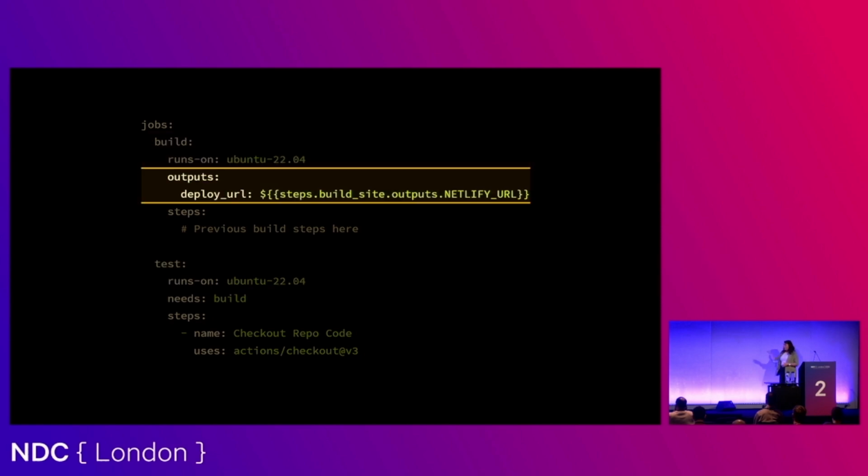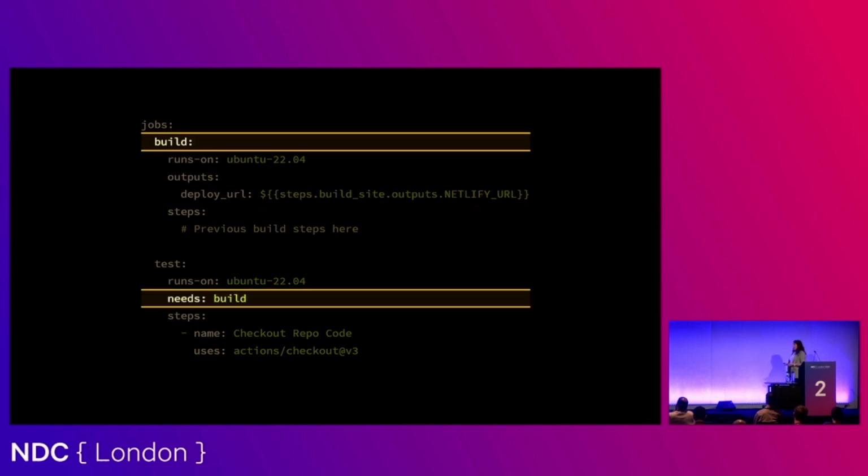And on the build job, I want to go through and set an output. So the deploy URL that we got, I want to make sure I output that from that job so I can reference it later on. Because, as I said previously, jobs will run at the same time, but because we need to make sure it's built before we can test, I can set the build job as a dependency so that test won't run unless build has already finished and worked.